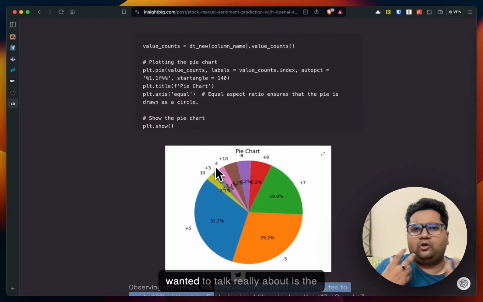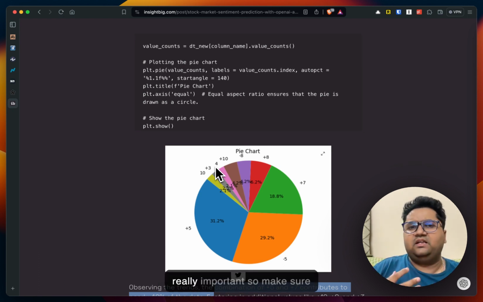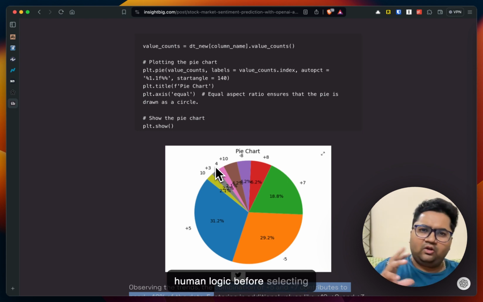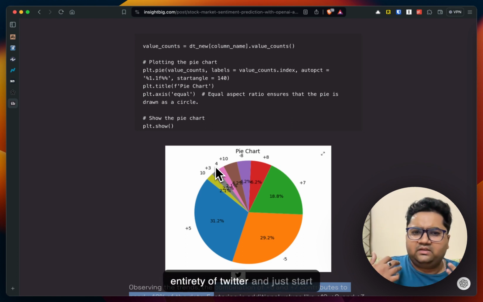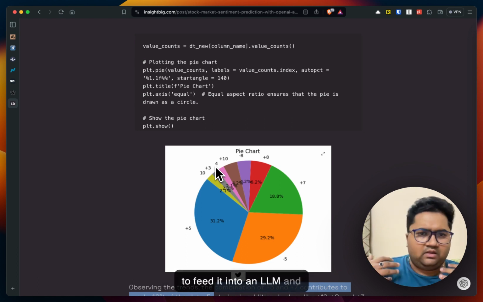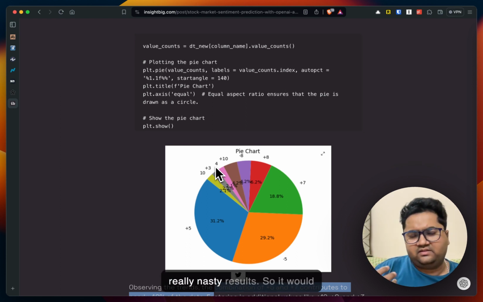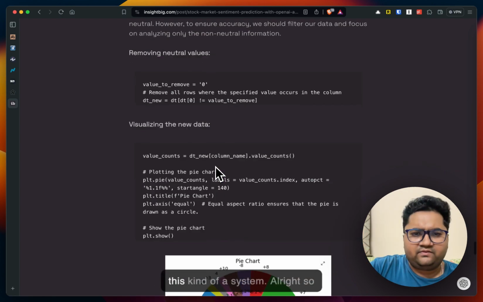What I really wanted to talk about is that the data you feed into this is really important. So make sure that you apply some sort of human logic before selecting data. If you scrape the entirety of Twitter and just feed it into an LLM and expect a number, it's going to go haywire and give you really nasty results. So it would be a good idea to spend some time assessing the data sources and then trying to build this kind of a system.